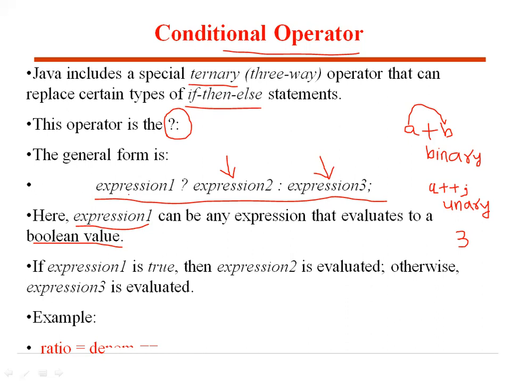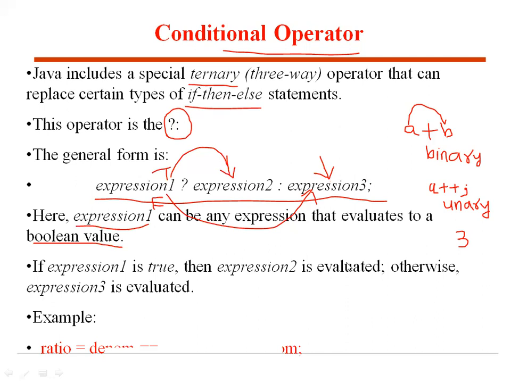Based on the expression 1 value, if it is true, then it goes to expression 2. If the value of this is false, then it jumps to expression 3. It skips expression 2 and jumps to expression 3.